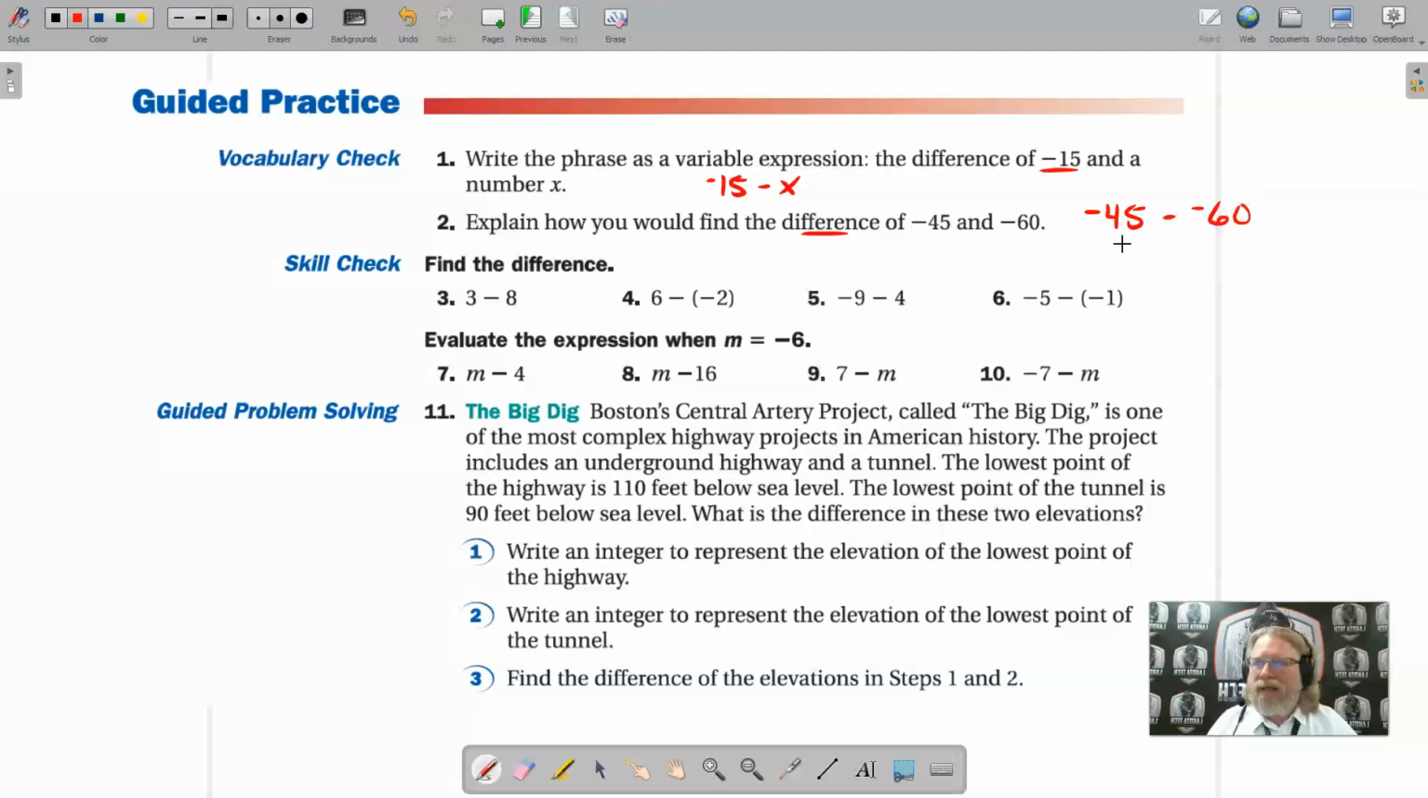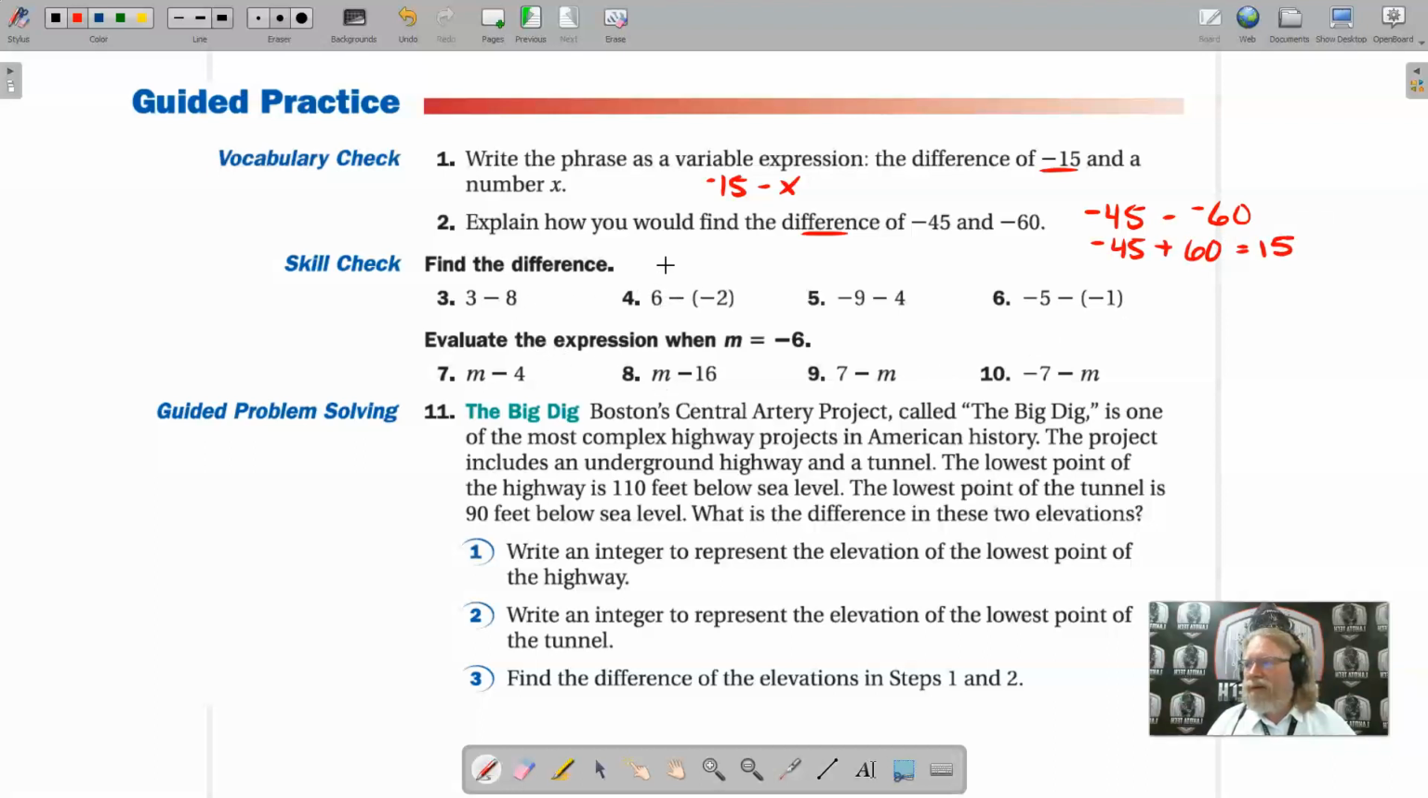How would I explain it? Well, I keep that first number the same, change the sign to addition, take the opposite of -60, which is +60. And then the absolute value of 60 is greater than the absolute value of -45, so our answer is going to be positive. And then 60 minus 45 should be 15, right?